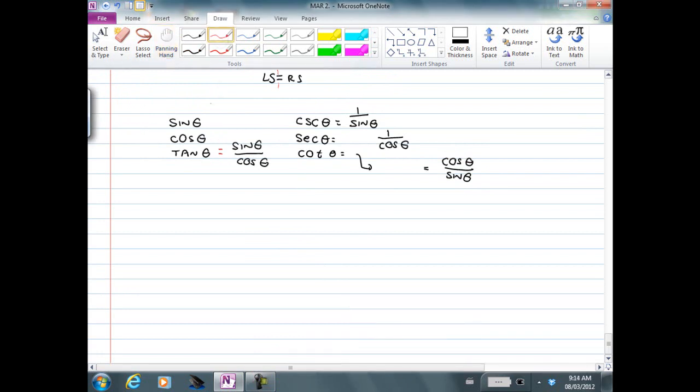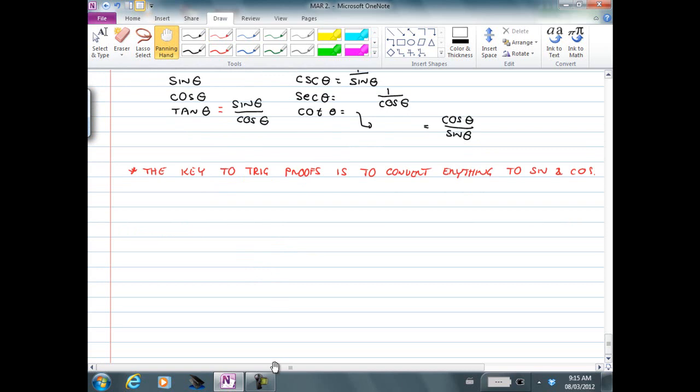So one more thing, the key to doing trig proofs is to convert everything to sine and cos. You cannot work with tan. You cannot work with cotangent. You cannot work with secant. Everything has to be converted to sine and cos.